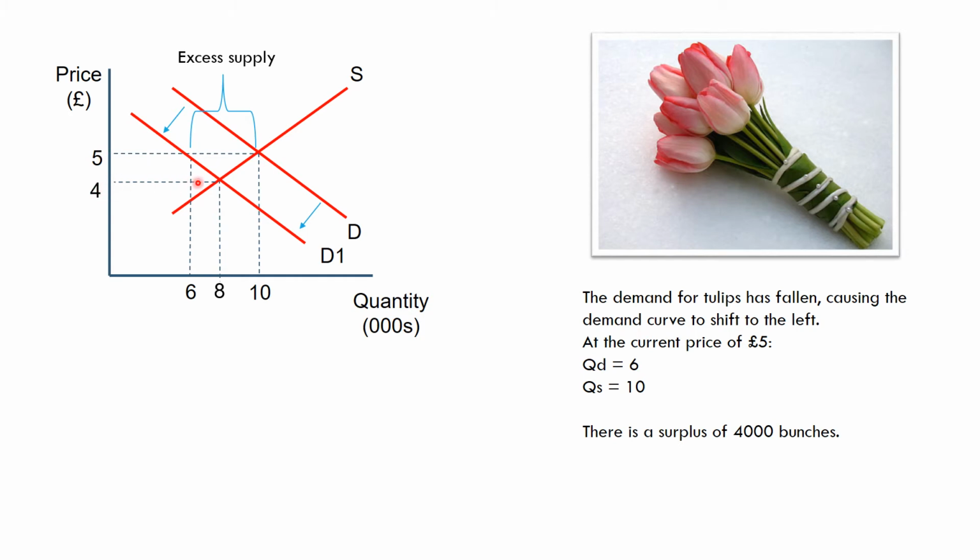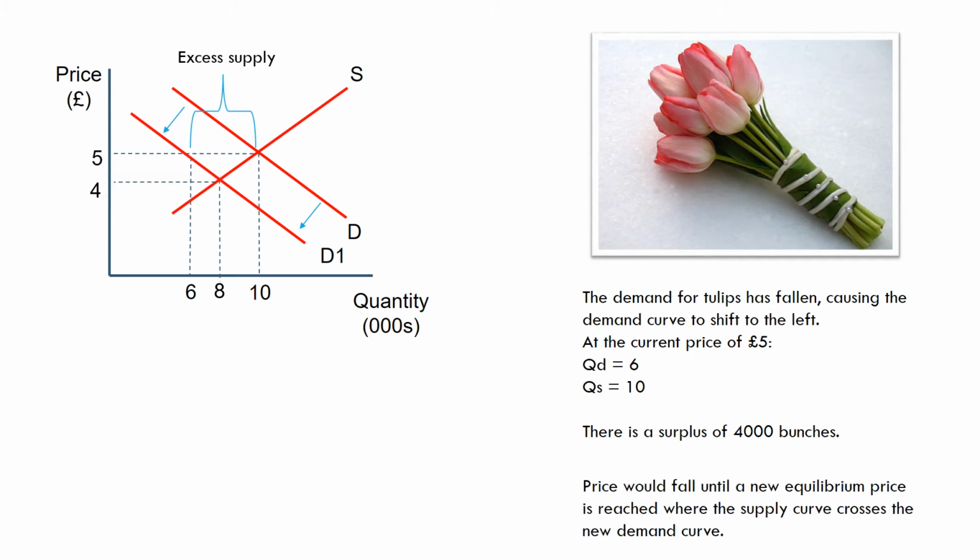The price fell to £4 and we'd reach a new equilibrium here where the amount people want to buy is 8,000 and the amount people want to sell is 8,000. And again, our market is in equilibrium and we'd expect the price there to stay at £4.